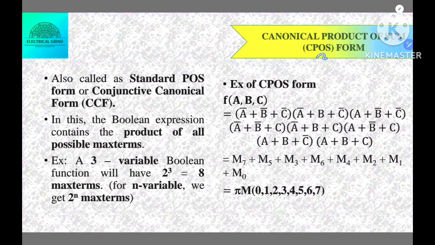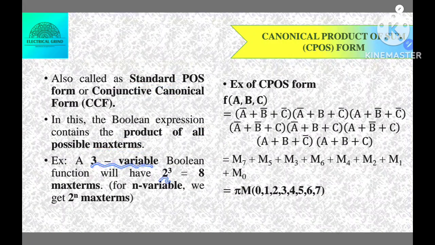Now let us understand what is canonical product of sum or CPOS form. It is also called the standard POS form or conjunctive canonical form. Previously, we learned that SOP form was also called DCF form. Here CPOS form is called CCF form. So here it is known as standard if all possible max terms are combined.